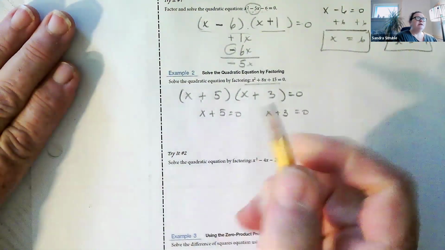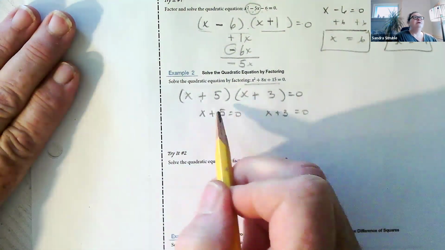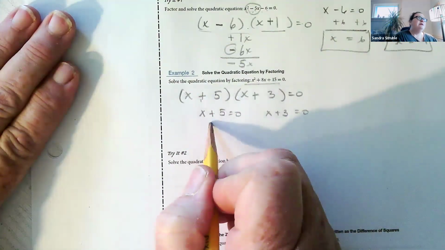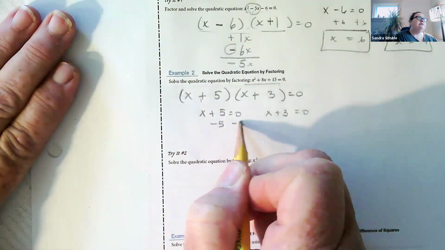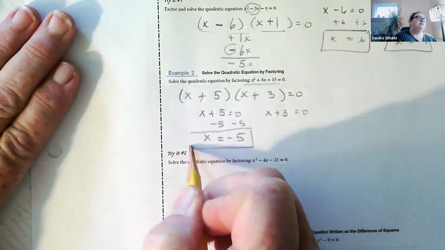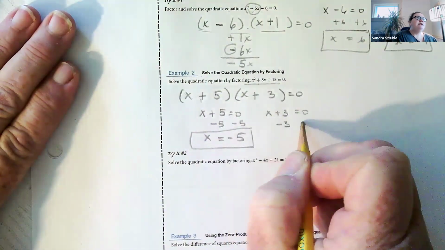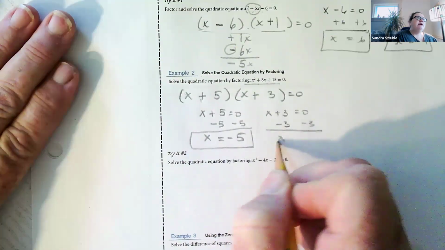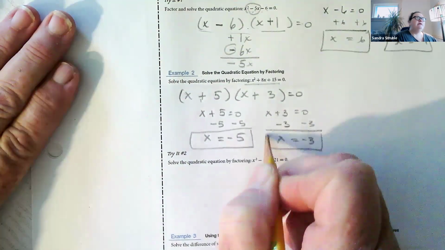There's a few little tricks. One of them is if everything's positive, that means both your binomials are positive. I'm going to subtract 5 from both sides. So x is going to equal -5. Subtract 3 from both sides. x is equal to -3.